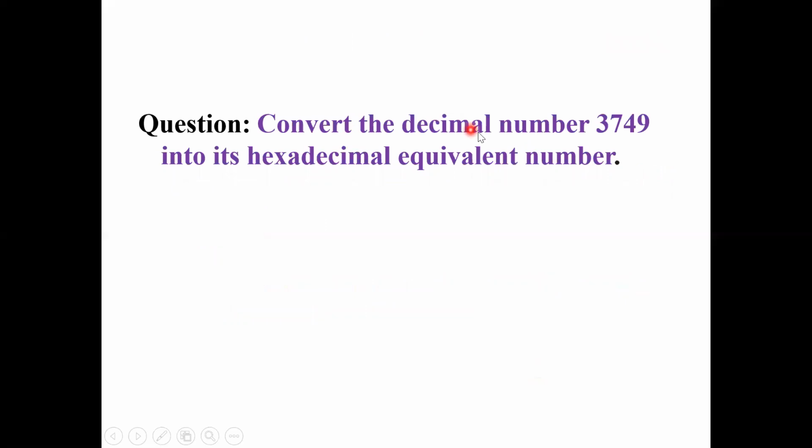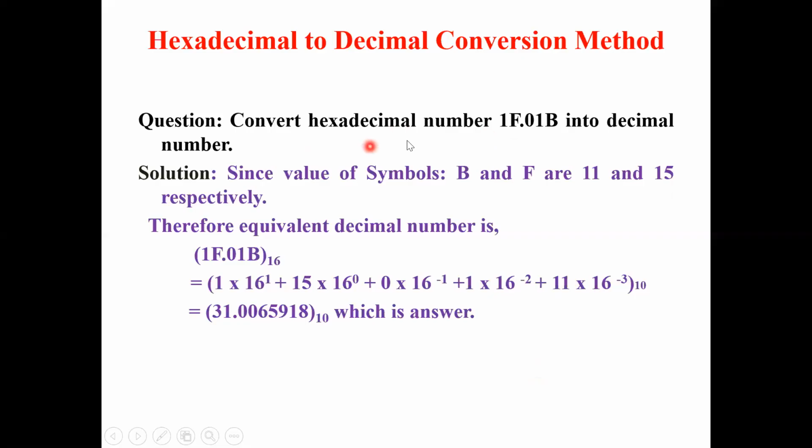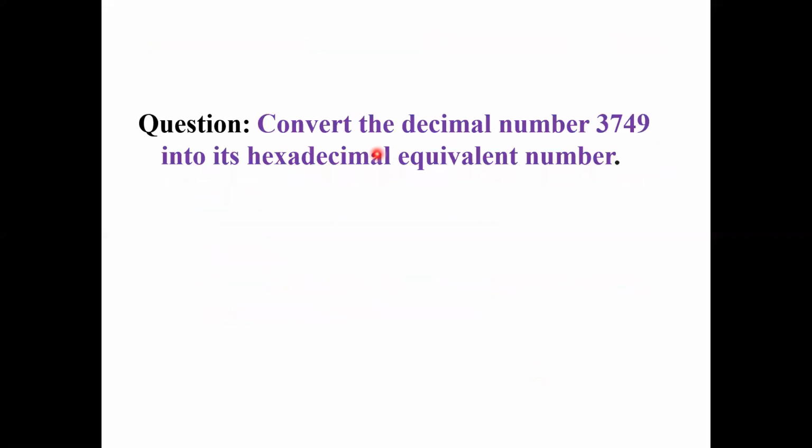Okay. Suppose I give you a decimal number 3749. The previous one was you converted a hexadecimal number into a decimal number. Now suppose I give you a decimal number, you have to convert it into hexadecimal. So how will you do it? You will repeatedly divide it by 16.